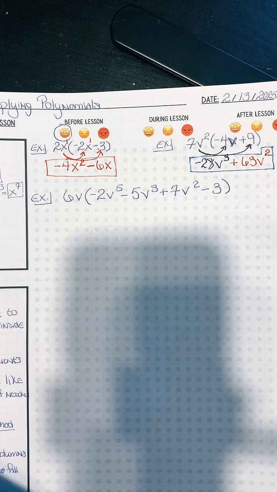All right, got a couple people with negative 12v to the 6th, negative 30v to the 4th, plus 42v cubed, minus I have a couple with minus 18v, minus 18, minus 18v. Okay, check the last part. Okay, you got it. Okay, I see it now. There you go.